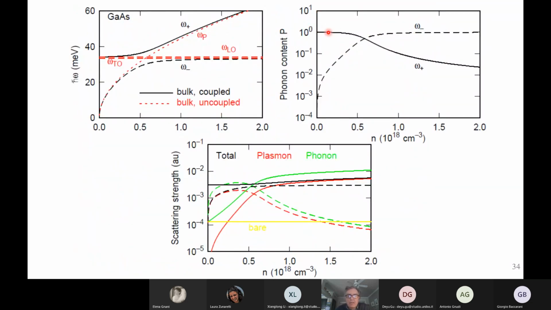This is the phonon content. It starts as a phonon over here, and at large densities begins to be a pure plasmon. Okay, so this is a semi-log scale. So the plasmon content, which is 1 minus this, will be approximately 1. The opposite happens for the omega minus. The omega minus starts off as a pure plasmon, so the phonon content is essentially 0, and then it merges to a phonon. It becomes almost a phonon.